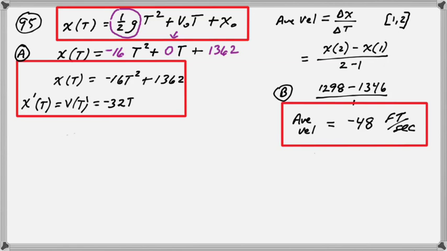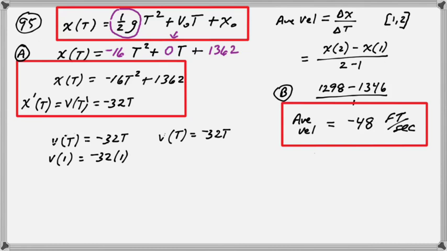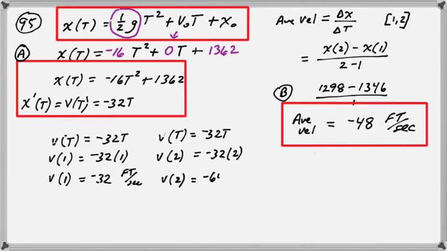Part C wants the instantaneous velocities at time 1 and time 2. Well, what's the velocity? Is it negative 32t? I want the velocity at time 1. You put in a 1. Now we want the velocity at time 2. So I put in a 2. The velocity at time 2 is negative 64 feet per second.